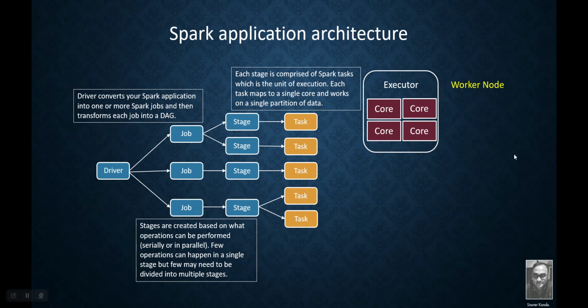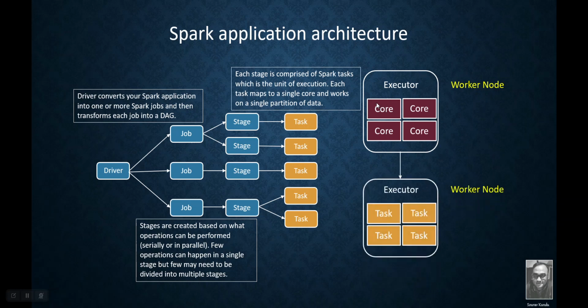This is a worker node. From here, for each core, a task will be assigned. So there are 4 cores, so 4 tasks are being assigned here in the Executor. Each task is assigned to a core and the Executor performs this task. In this way, your Spark application gets executed internally, and tasks are the low-level components which are executed.